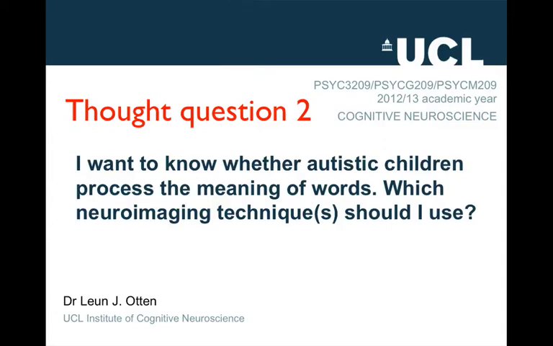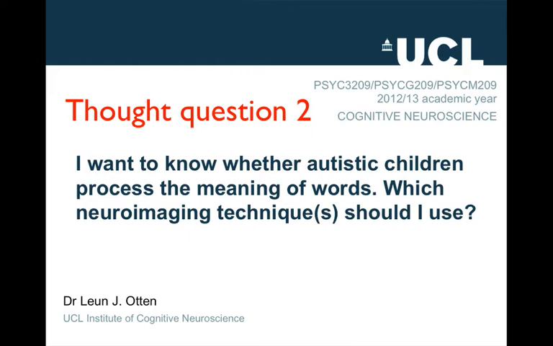To address the question of whether autistic children process the meaning of words, you would most likely want to employ a functional neuroimaging technique. One way to do this is to use functional imaging as a marker of having engaged meaning-related processes. You could borrow knowledge from the existing literature about which regions of the brain are thought to be particularly important for the processing of meaning. One brain region that seems to be closely related to semantic processing is the left inferior frontal gyrus.